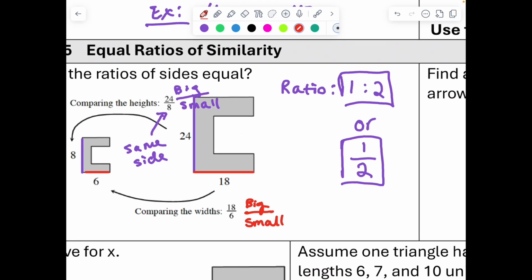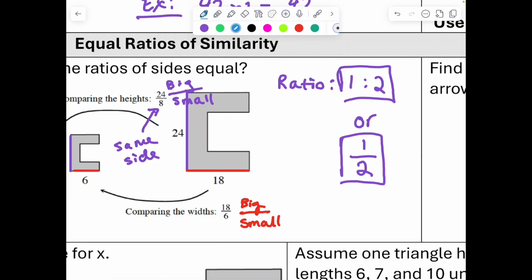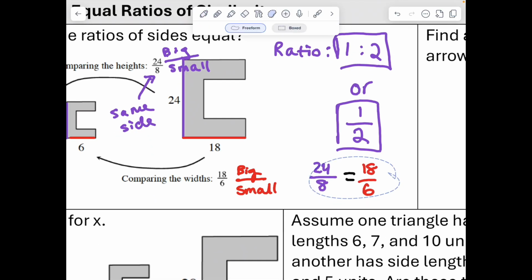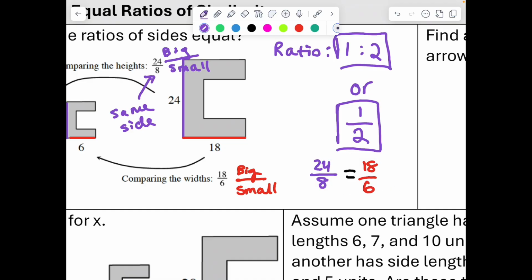So if we want to know if the ratios are equal, we can set them equal to each other and see. So on the left side of the C, that ratio of sides was 24 over 8. Is that equal to 18 over 6? Well, let's simplify these. 24 divided by 8 is 3. I'm going to move this up a little bit. That is 3. And 18 divided by 6 is also 3.